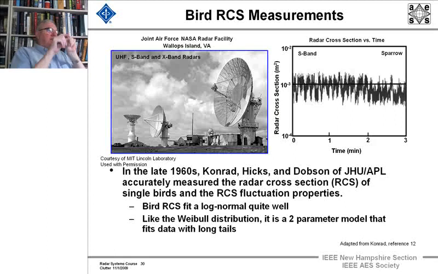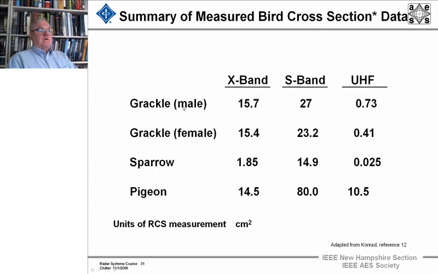And this is what they found with the S-band radar at Wallops. And so these are really good, well-calibrated radars, and they were used to collect this kind of data. And this is only one graph. So this is to say, we really know the cross section of an individual bird. And they did it for many different sets, not just the sparrow, but the grackle, male and female. And interesting, at UHF, the male is bigger than the female. And pigeons. And this is also from Conrad et al.'s reference. And so that's the average cross section.